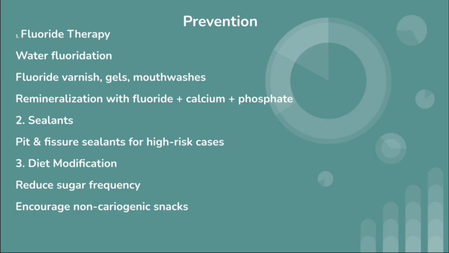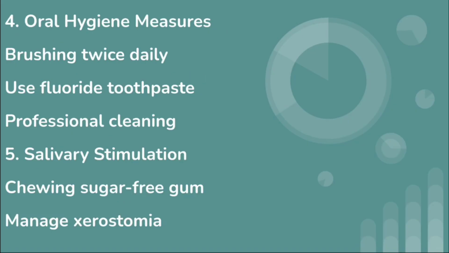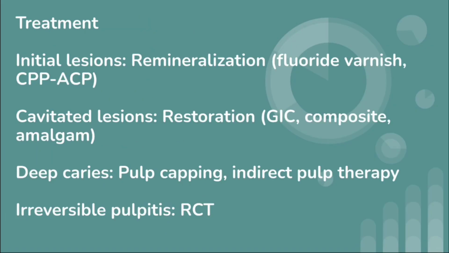Next is prevention. To prevent caries you can go for fluoride therapies: water fluoridation, fluoride varnish, gel, and mouthwash. If there are pit and fissures, you can go for pit and fissure sealants. Diet modification you have to do. If you are taking a lot of sucrose, you have to keep it under control and reduce the sugar frequency. That will help prevent dental caries. Maintain oral hygiene properly, brush twice, use fluoride properly. Then saliva stimulation: you can chew sugar free gums. To manage xerostomia, if there is less saliva secretion, you have to go for sugar free gums so that it can manage saliva secretion.